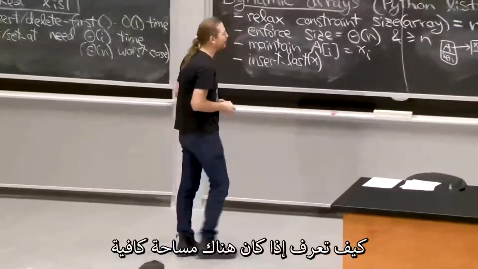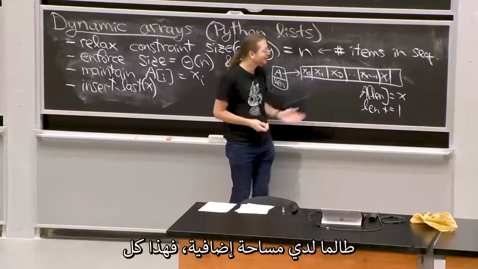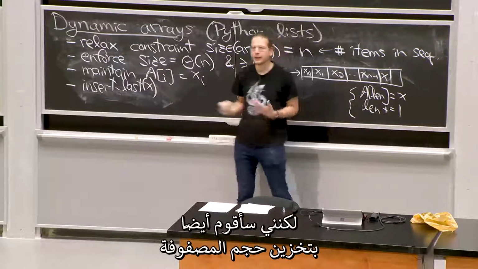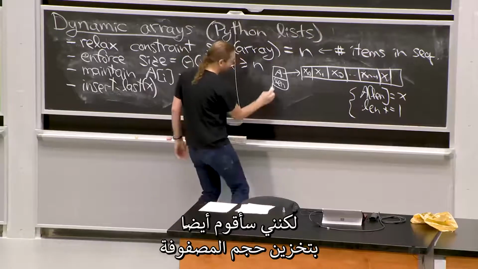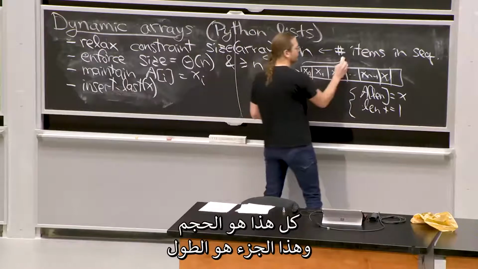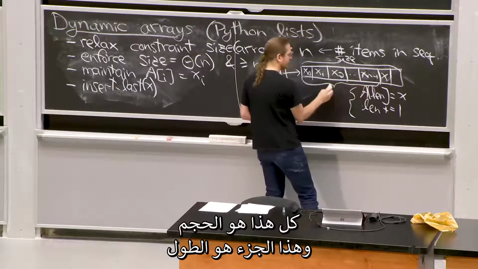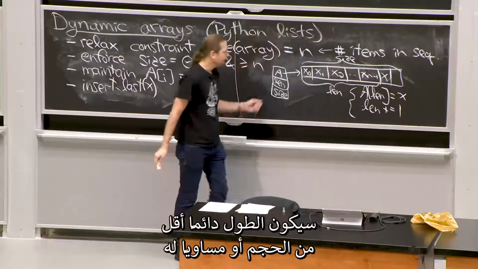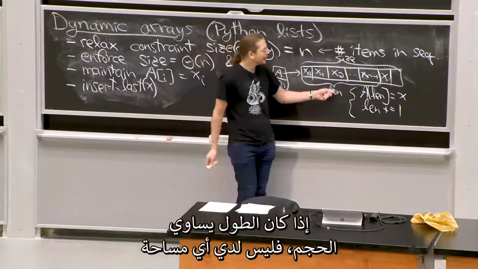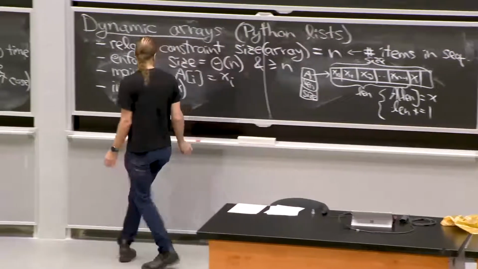Yeah, how do you know you have enough room? Indeed, I don't. This was an incorrect algorithm. But it's usually correct. As long as I have extra space, this is all I need to do for insert last. But I'm also going to store the size of the array. This whole thing is size, and this part is length. So length is always going to be less than or equal to size. And so there's a problem if length equals size, then I don't have any space.